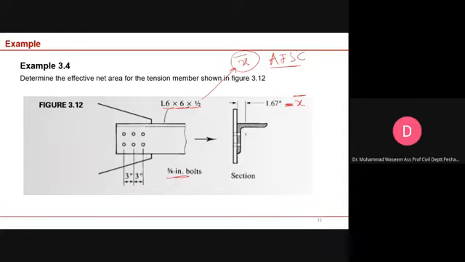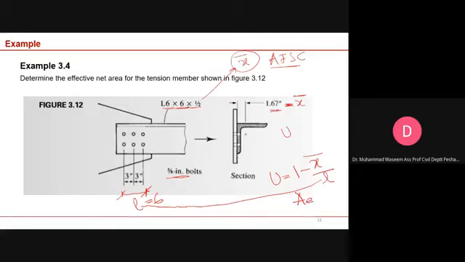The bolts are 5/8. The center to center spacing is 6. So this will be L. Okay, this will be the L in this equation. This is L. X bar is here. You can simply use these values and you can calculate U, and then you can calculate the effective area from the net area, because this is a bolted connection. When it is a bolted connection, you have this relationship.